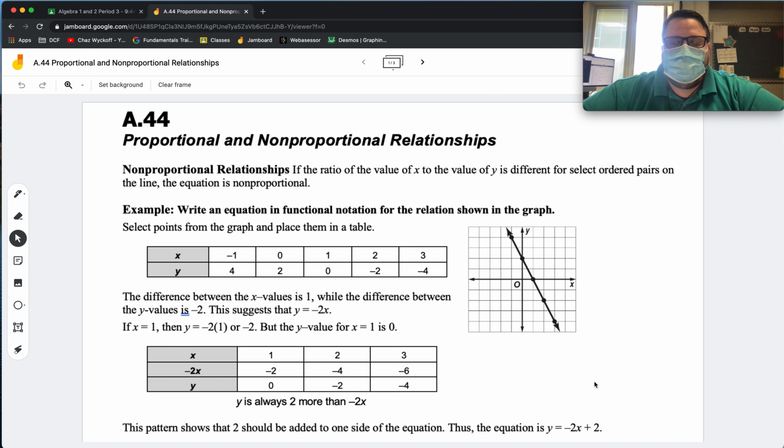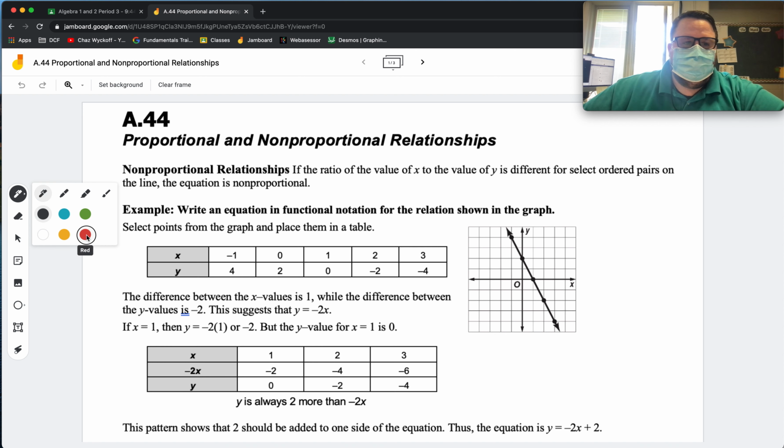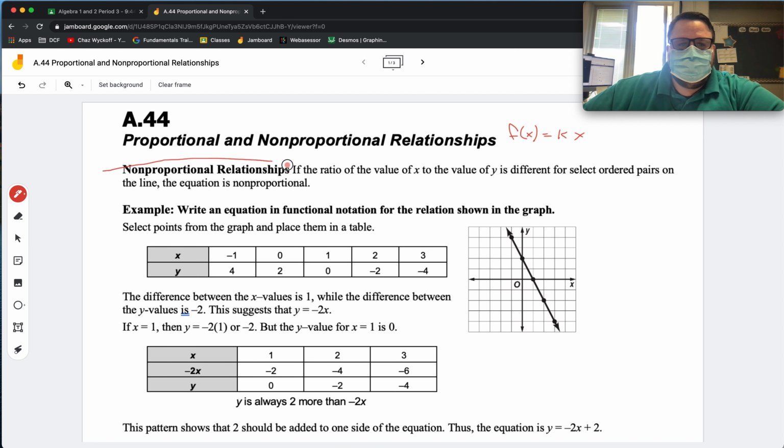Yesterday's lesson we did proportional relationships where the value at 0 was 0. So we had the point (0, 0), which made it proportional, and it followed the equation f of x equals kx. So today we're going to talk about non-proportional relationships.